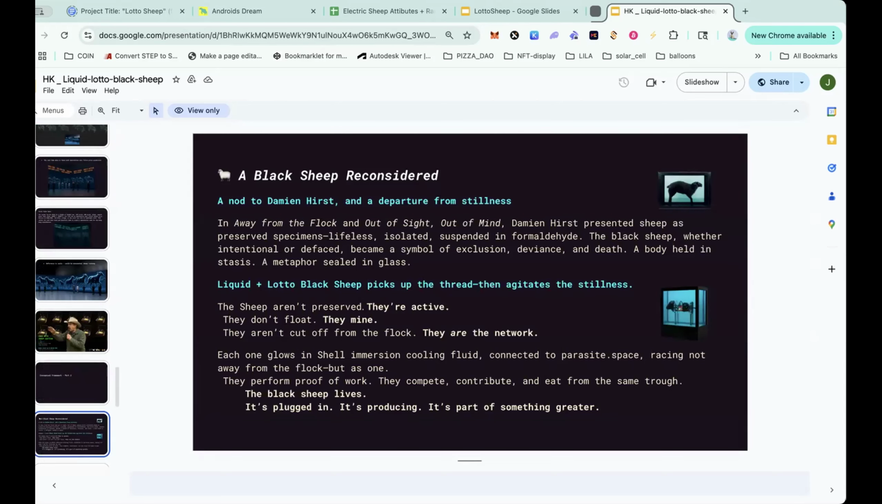Yeah, and it references, so if it wasn't clear at all, if you're not familiar, the black sheep is a nod to Damien Hirst's Departure from Stillness, which is these black sheep in vitrines of formaldehyde. And so this is sort of speaking on that, or it's referring to that conceptually, but what it's doing is pretty different.